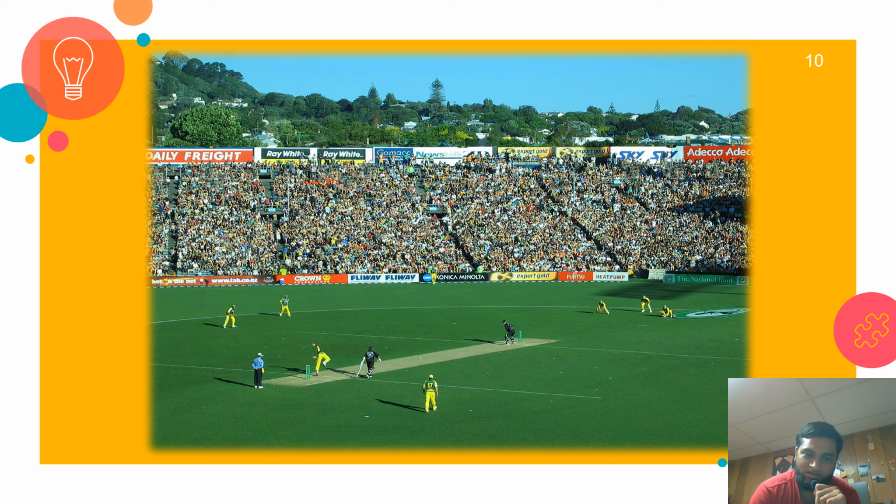So the bowler, he's the bowler, he will throw the ball to the batsman right here. The batsman will try to hit the ball as hard as he can. So if the ball goes all the way outside of the boundary, then the batsman will get 6 runs. That means his team will get 6 runs. And if he hits the ball on the ground, and the ball goes outside the boundary along the ground, then he will get 4 runs.